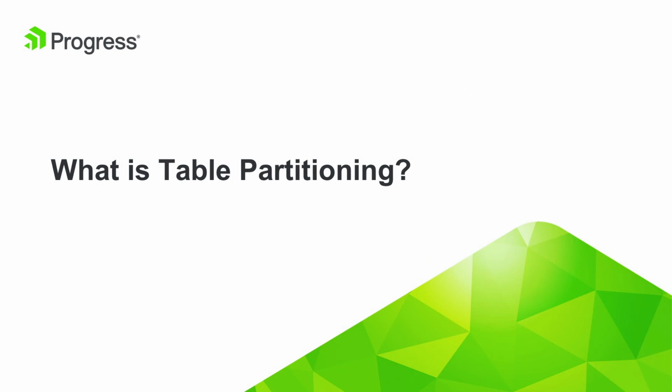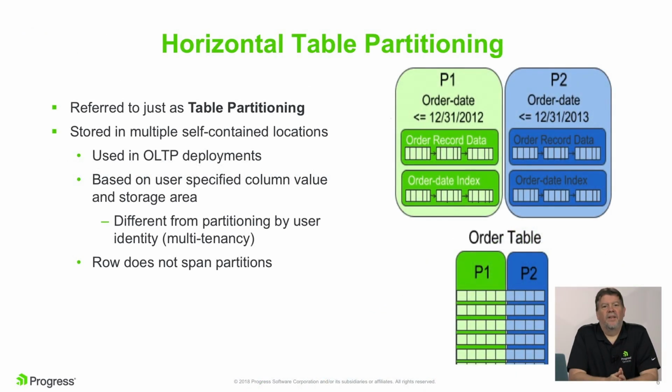So what is table partitioning? Table partitioning, by proper name, is horizontal table partitioning. We're just going to call it table partitioning. That's what it's referred to everywhere. We have table instances stored in separate self-contained locations. As you see in the graphic, we have order dates in partition 1 and in partition 2. What's the difference? It's based on their date. One is 2012, one is 2013.